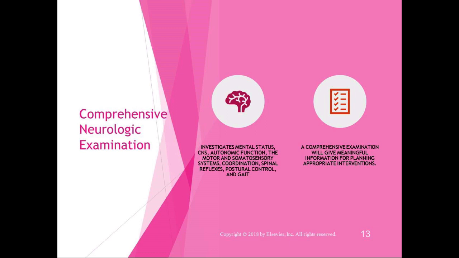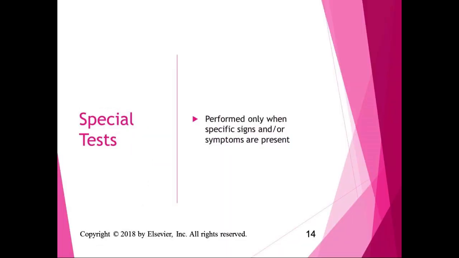Investigating all of that, and often this is done by a neurologist, they're going to decide, does this person need any sort of medications? Do they need any other interventions? Do they need to be referred back to physical therapy? What needs to happen next? So the comprehensive exam gives us that information for planning appropriate interventions.